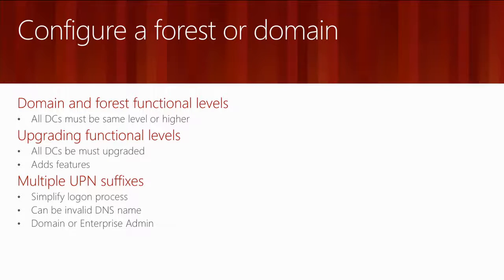Okay, so this particular item is configure a forest or domain. All DCs must be the same level or higher. What do I mean by that? So you want to go to 2008 R2 level. All your DCs have to be at 2008 R2. And that's at the domain or forest level.